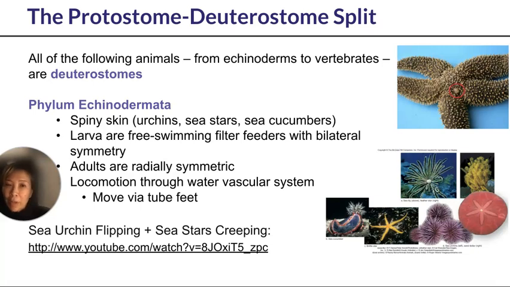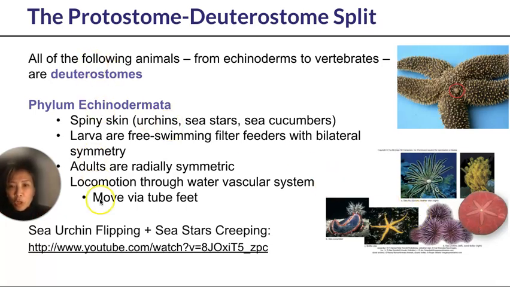For many of them, their larvae are free-swimming filter feeders, and it's not until they become an adult that they change with regards to their orientation. As larvae, they have bilateral symmetry, and as they become adults, they have radial symmetry. Recall that when it's radial, we can divide it in a circular motion to look at the different planes, and so it's not bilateral where you have a left and a right.